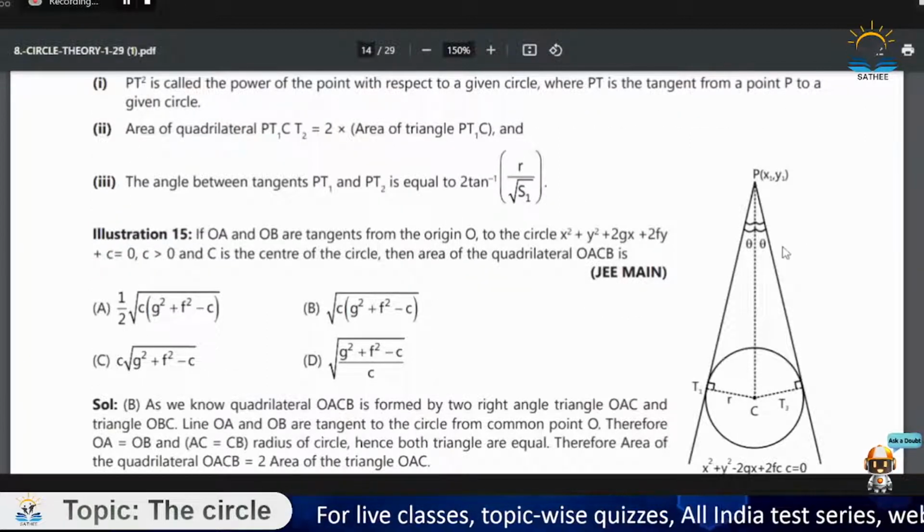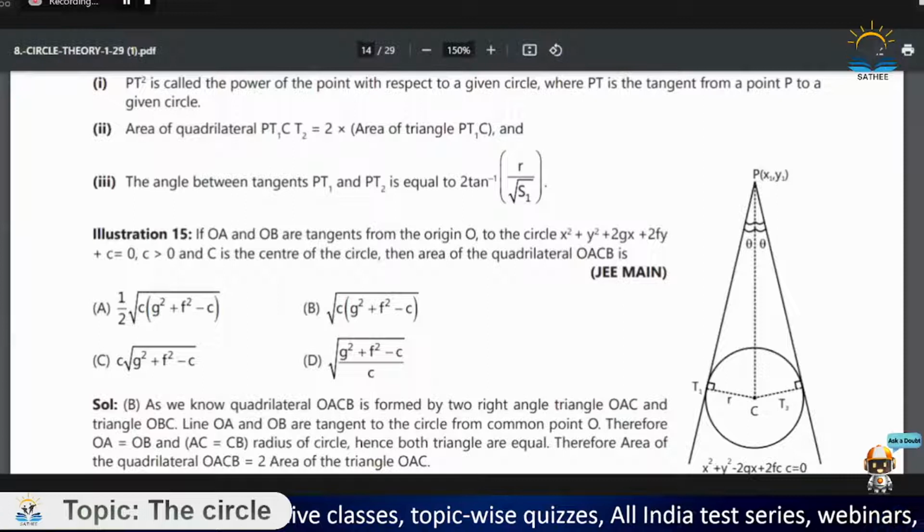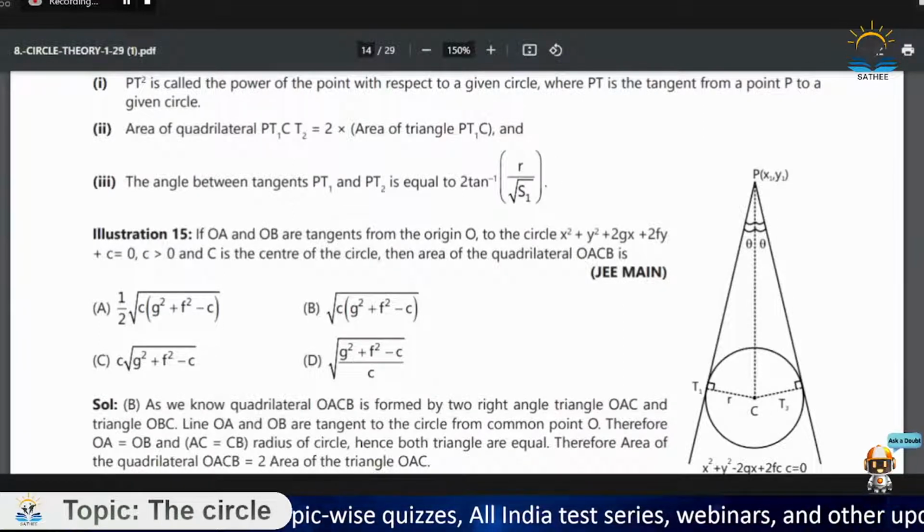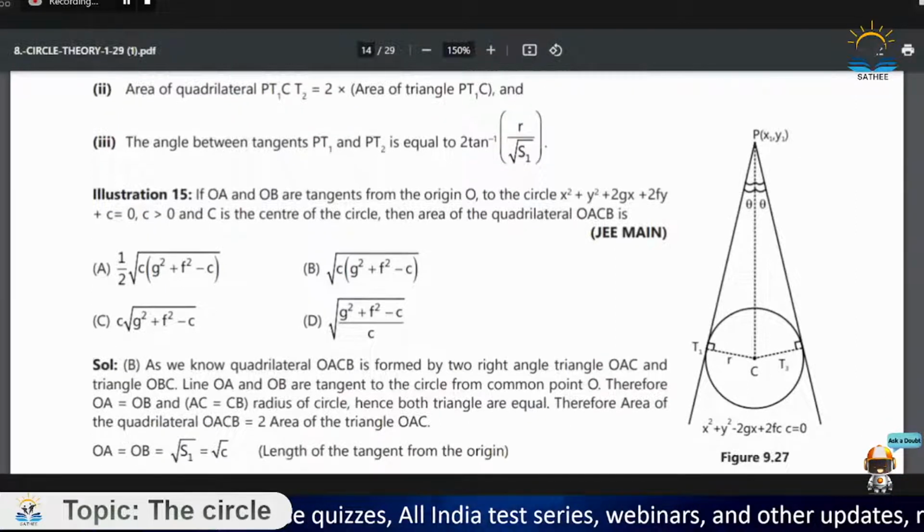Okay, and the angle between PT1 and PT2 is given by 2 tan inverse r by root S1. This is basic trigonometry and this can be derived. You need not learn this.